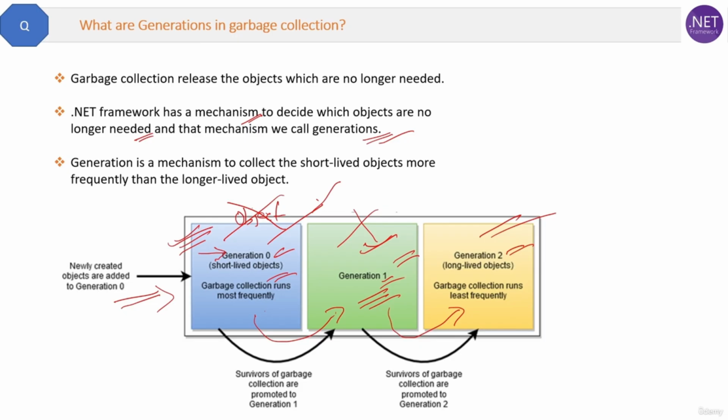The conclusion is the objects which are used more and needed more will first be promoted to generation 1 and then generation 2. And if they are required more and more, then the garbage collector will never release them, okay, will never dispose them. So that way the garbage collector, with the help of generations, disposes the short-lived objects more frequently than the longer-lived objects. That was the definition, right? I hope now you have some understanding of generations in garbage collection.